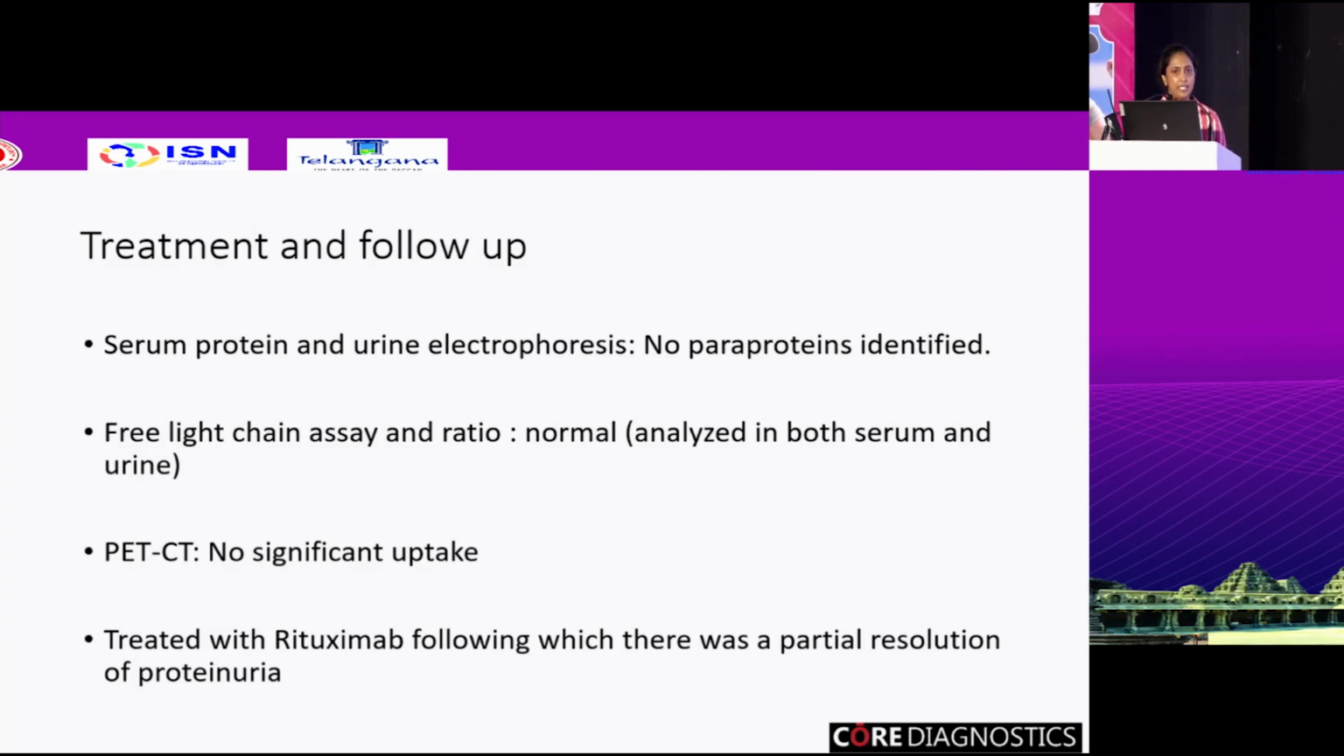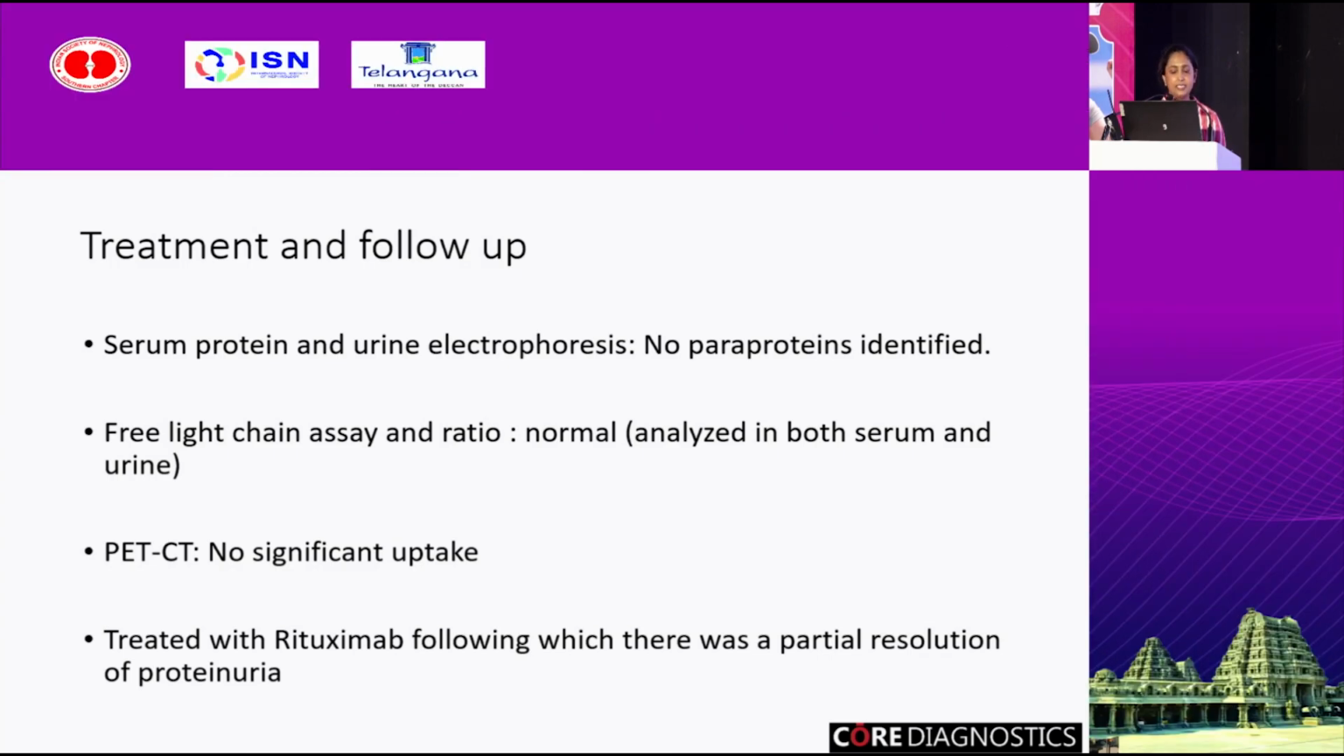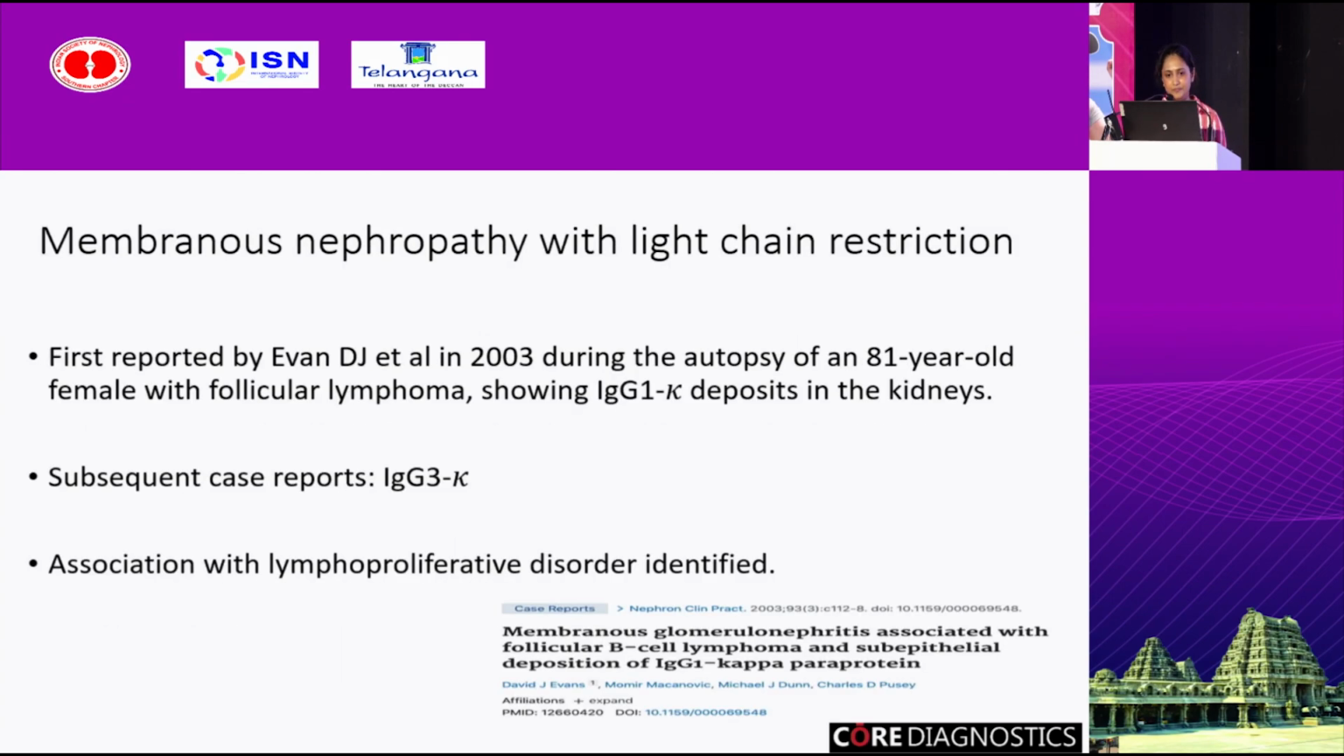Now, following the diagnosis of membranous nephropathy with light chain restriction, the patient was evaluated for paraproteins. Serum protein and urine electrophoresis revealed no paraproteins. Free light chain assay and ratio were also normal, and PET-CT also showed normal findings, that is, there was no significant uptake. Now, with these findings in mind, the nephrologist went ahead with rituximab, following which there was partial resolution of proteinuria. The patient is still on treatment. We are yet to see the future course of the clinical course.